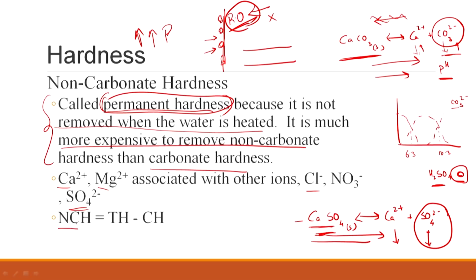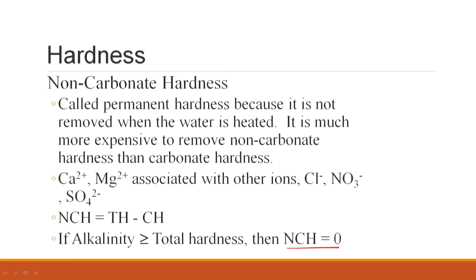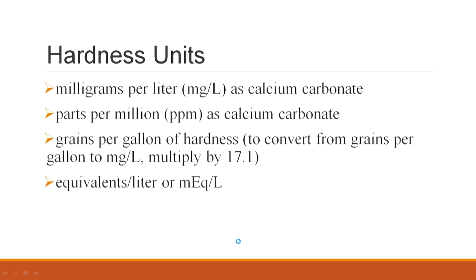Obviously, non-carbonate hardness is total hardness minus the carbonate hardness. And if alkalinity is greater than total hardness, then total hardness and carbonate hardness will be the same and non-carbonate hardness will be 0. Again, there are different units, but keep in mind that here we are talking about equivalents every time. Here we are talking about Ca2 plus, Mg2 plus and so on, and here we are talking about the charge. So, obviously, we need equivalents; the units are in terms of equivalents.